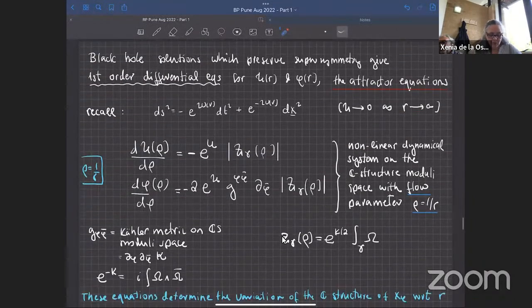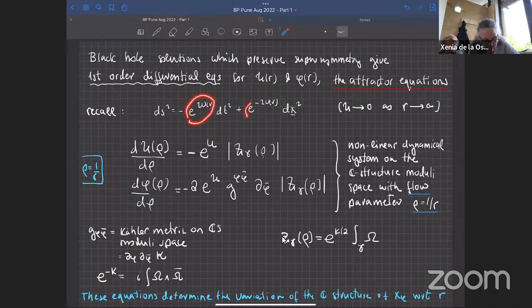Okay. So for the black hole solutions, you try to solve the equations of motion in such a way that you preserve the supersymmetry. When you do this exercise, you end up with first order differential equations for the function U in the metric that I put here, and the complex structure parameters as functions of r. Don't worry too much about the details. You get some differential equations and a boundary condition, that U tends to zero as r goes to infinity. This rho here is 1/r; this is the way people write it in the literature.